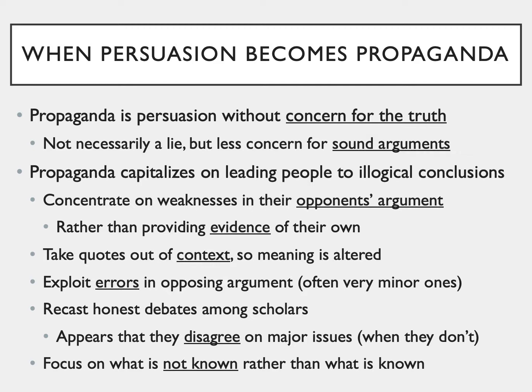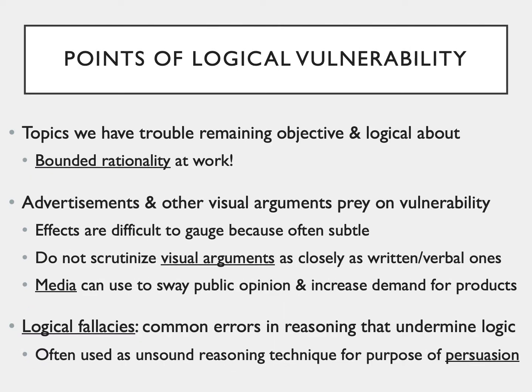If you're interested in this topic, I recommend viewing Michael Shermer's TED Talks. This is an area of expertise of his, and he talks very openly about how these are used to support particularly conspiracy theories. This leads us to the topic of points of logical vulnerability, something we have discussed before when we talked about bounded rationality. Essentially, points of logical vulnerability are topics we have trouble remaining objective about or remaining logical about.